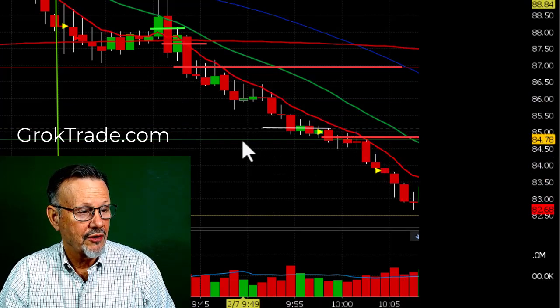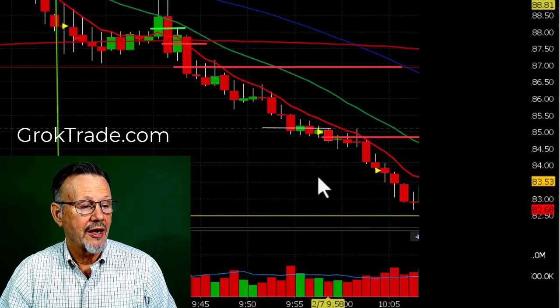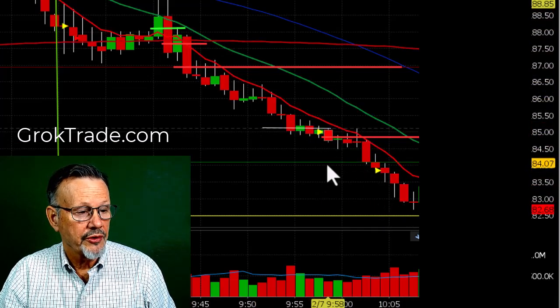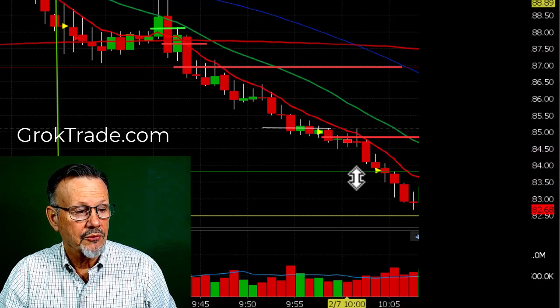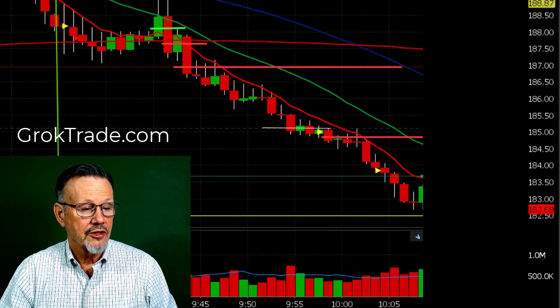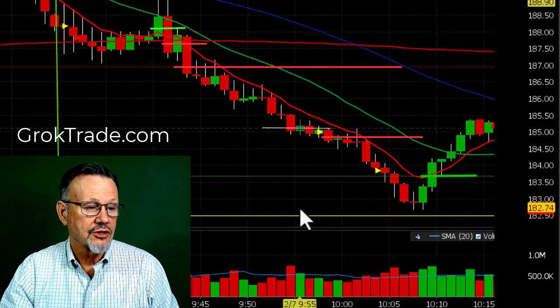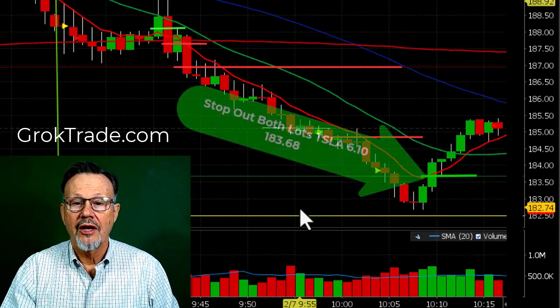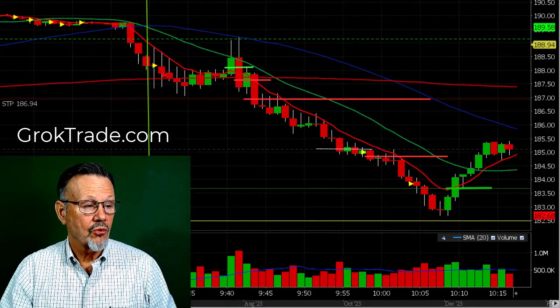Let's see, go down. It just kept falling. Look at this. It fell over 4% from that high up there, and it's still falling here. I'm going to follow this 8 EMA down, and then what happened is it found a low here at the 183 area, and boom, there it goes. It took off and got me out at 183.68 on both halves. So let's take a look at this whole trade here.